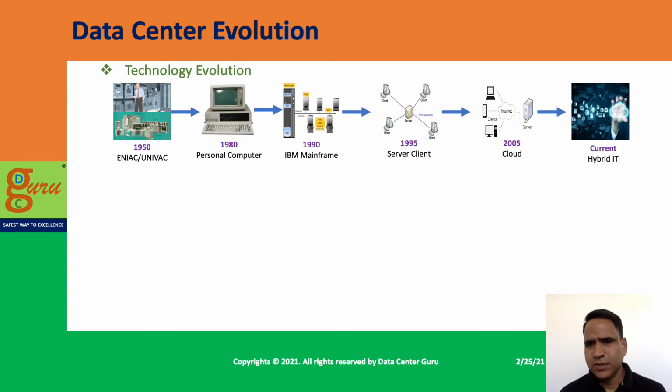Subsequently, in 1971 the first Intel chip, the 4004, was launched, and it was a processor. And in 1980, the first personal computer was launched by IBM, the IBM PC. And in 1990, IBM came out with the mainframe, where critical business applications were processed and stored. This used to be a very, very big machine.